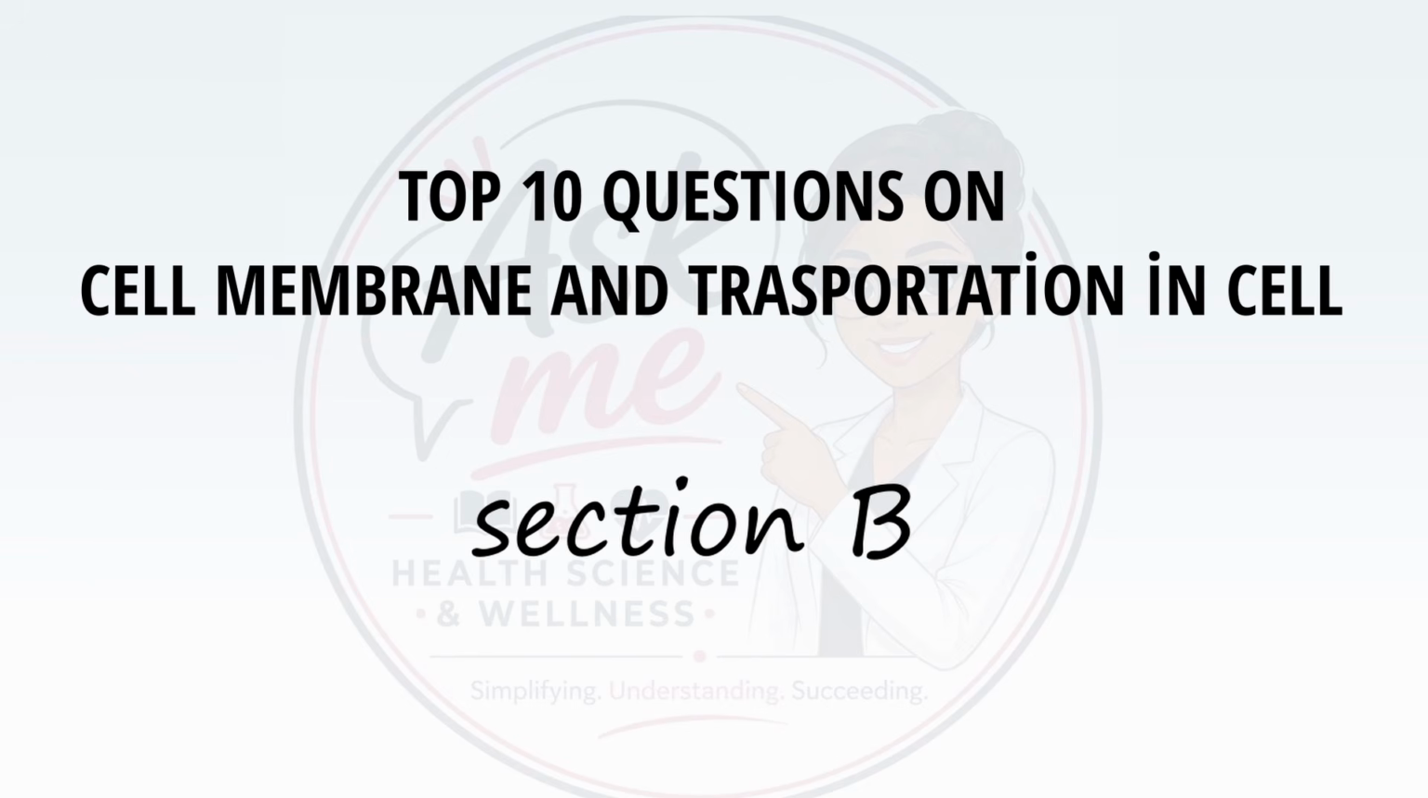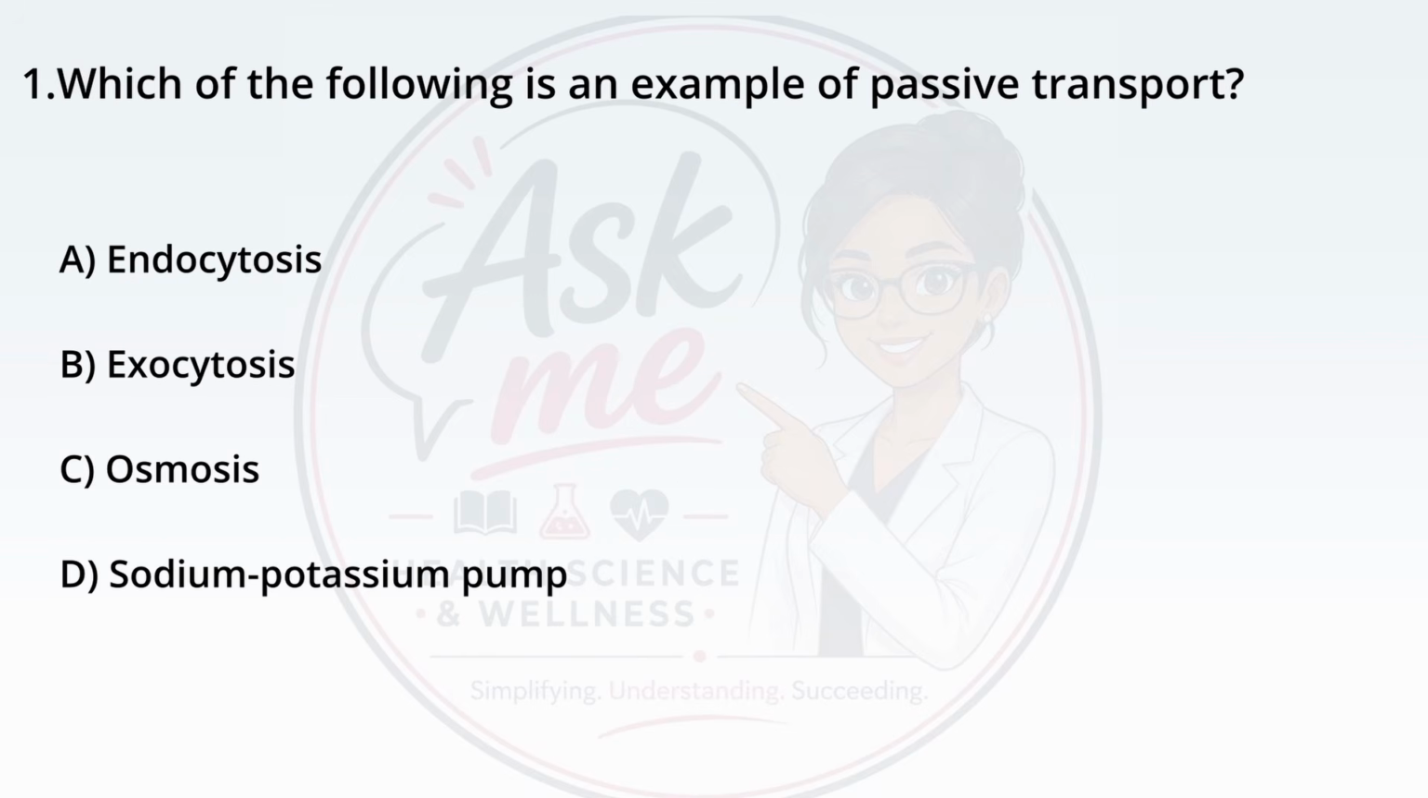Section B. Before we continue with section B, if you need to take a break, take a break. If you need to take a coffee, take a coffee. Section B contains top 10 questions on cell membrane and transportation in cell. Let's dive in. Question 1. Which of the following is an example of passive transport?